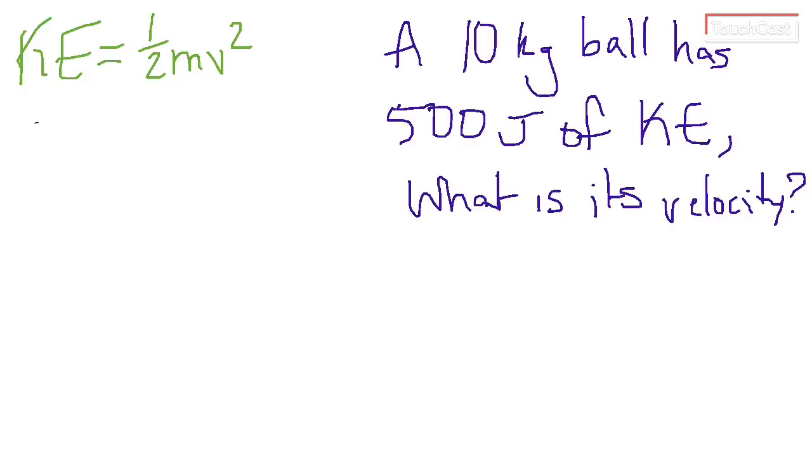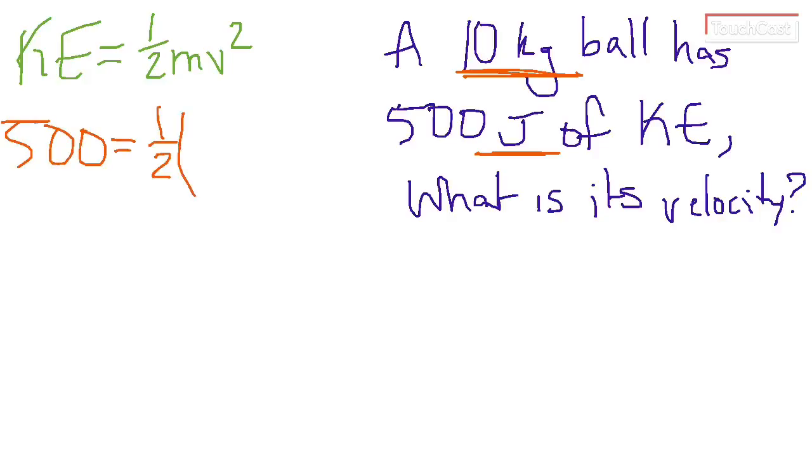First, as always, let's check that we have all the correct units. I have 10 kilograms, which is good, and 500 joules, which is good. Now I can start plugging numbers in. KE is 500, equals 1/2, m is 10, and we do not know v, so that is our unknown. Again, this is where people mess up, and it always has to do with that exponent. Right now we can't do anything with it. It's attached to an unknown.